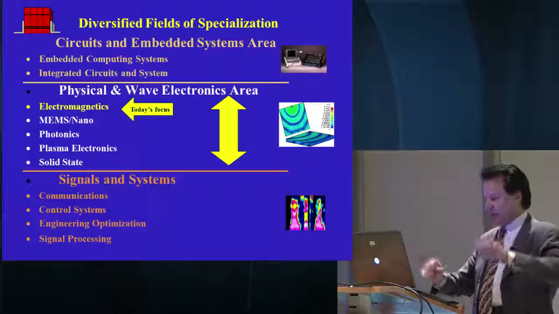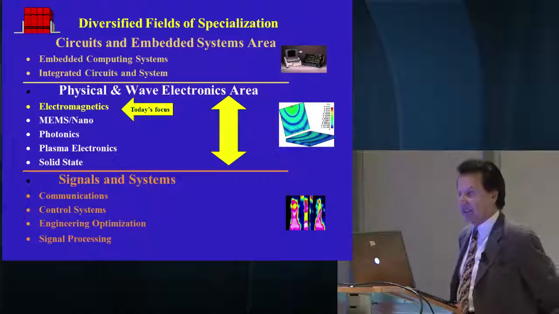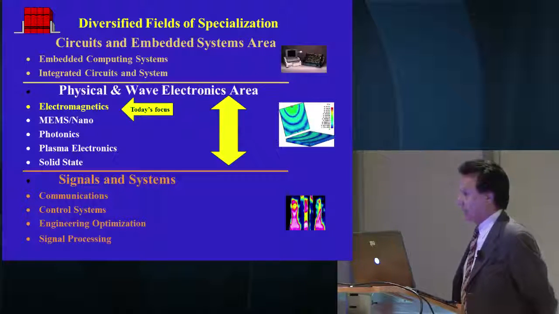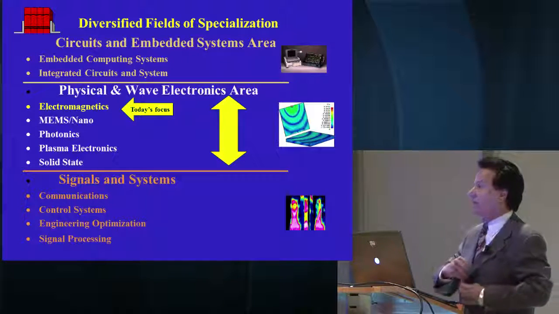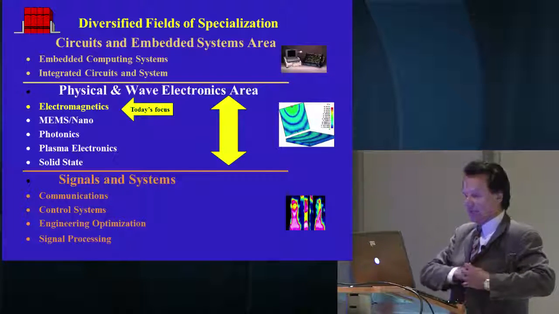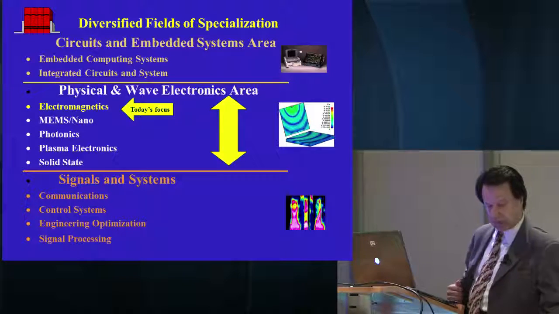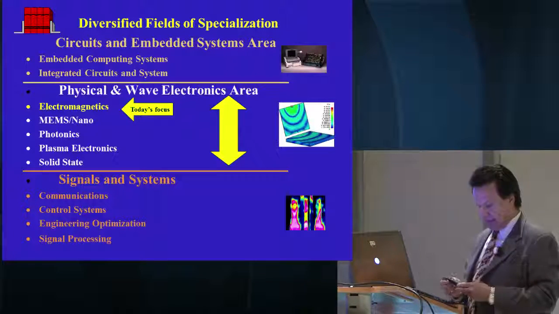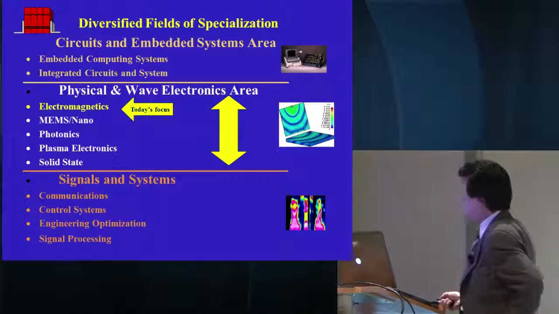Now, our department is compartmented into several different areas: circuits and embedded systems, then physical and wave electronics, and signals and systems. These are all complementary disciplines, which allow us to cover all kinds of areas related to communications and beyond. Today, I'm going to focus primarily on the electromagnetic antenna part, and that hopefully should give us a vision of what this talk is all about.